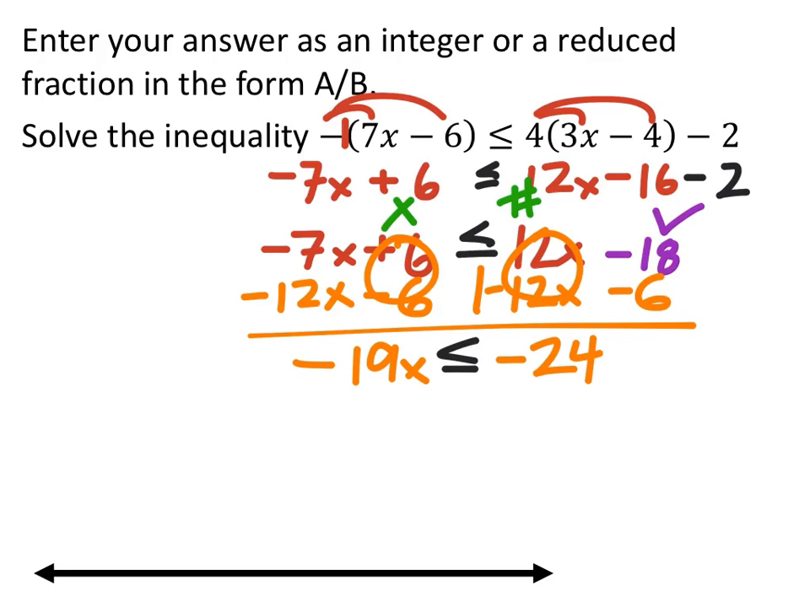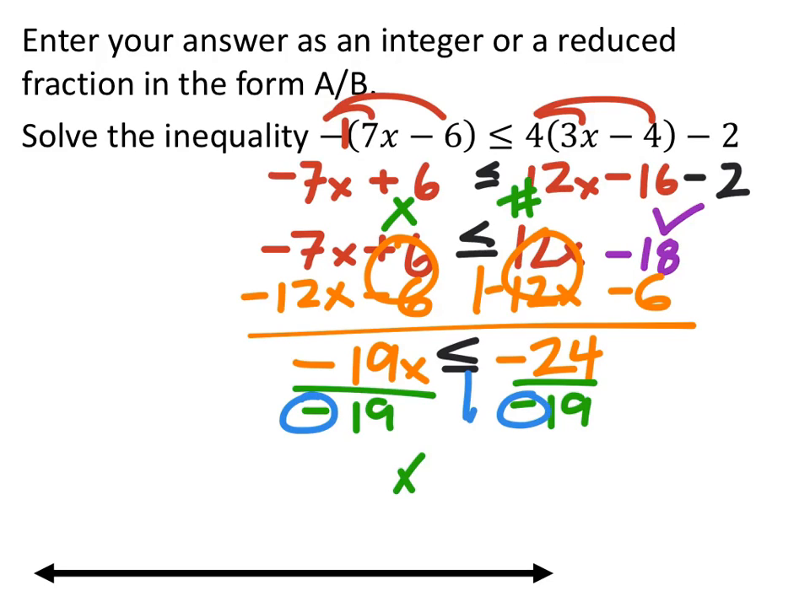And then finally, to solve this one, we would divide both sides by negative 19. So then x, and because that's a negative, we just divided both sides by the negative 19. That's going to flip this inequality. So now it's x is greater than or equal to, I'm going to write this as just 24/19.